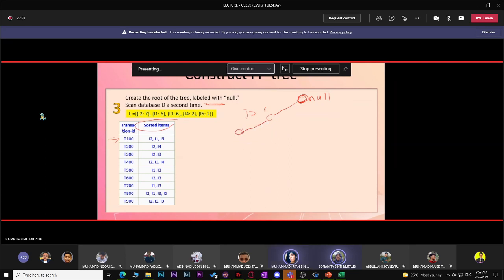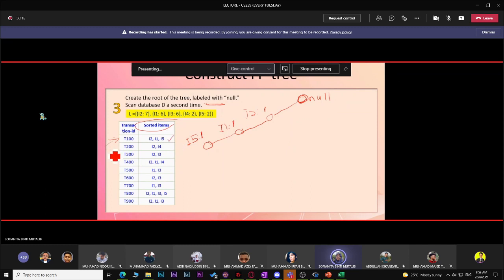Kat sini node apa? I1. Okay, thank you. I1. Okay, with the support value of 1. Betul tak? Okay, next. I5. Next. Okay, good. I5 with the transaction, with the support value at 1. Okay, so next. Okay, we finish this one.